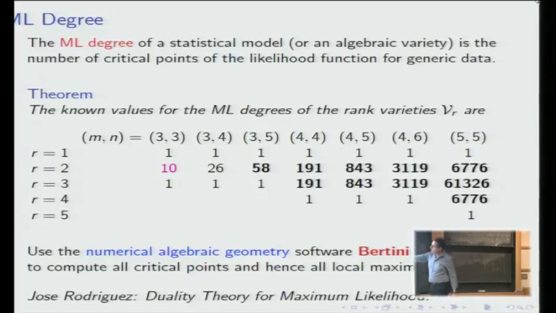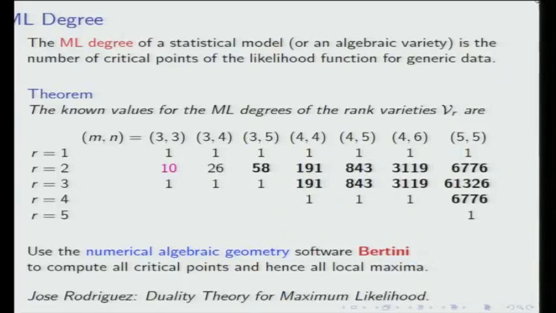For top rank, if you have a 4×5 matrix and want to find the best rank 4 approximation, well, you just give the data, you divide by the sample size. Right? But here's something interesting. Here's our number 10, right? We saw that for 3 by 3 matrices in rank 2, the ML degree is 10, and so on. Maybe for 4 by 5 matrices of rank 3, the ML degree is 843.